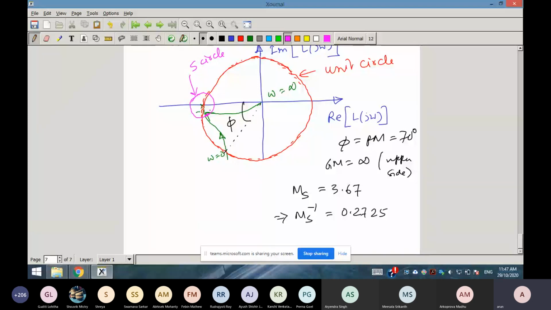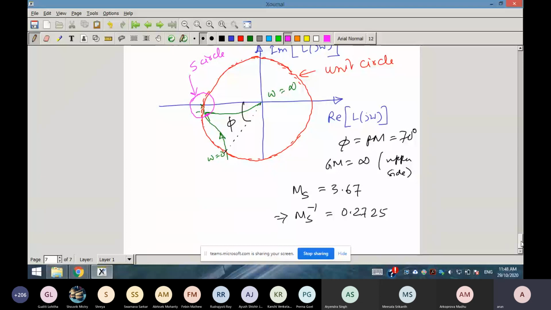If a little bit of parameter variation is there, then what will happen? This point will touch the -1 point, so the system will start oscillating. I have given this example just to show that gain margin, phase margin specifications are not enough. We have to have low MS. That means the S circle radius should be as high as possible. Otherwise, your classical design may suffer from robustness.